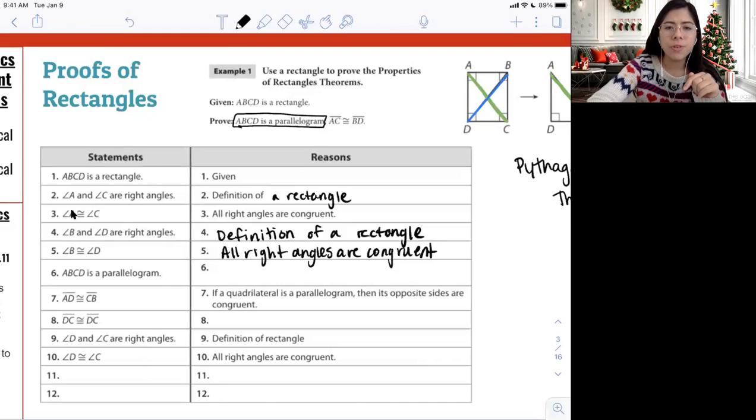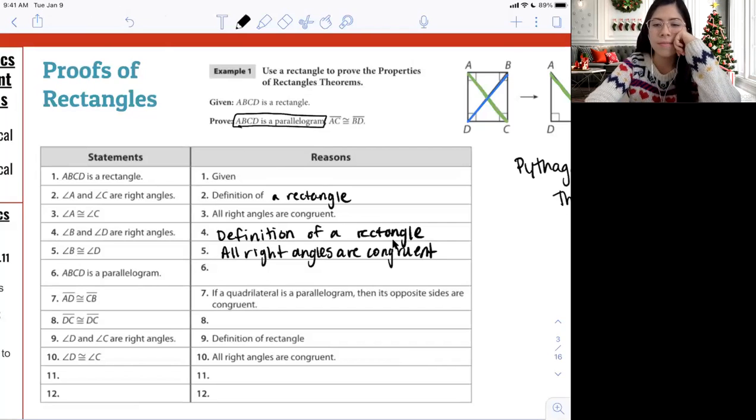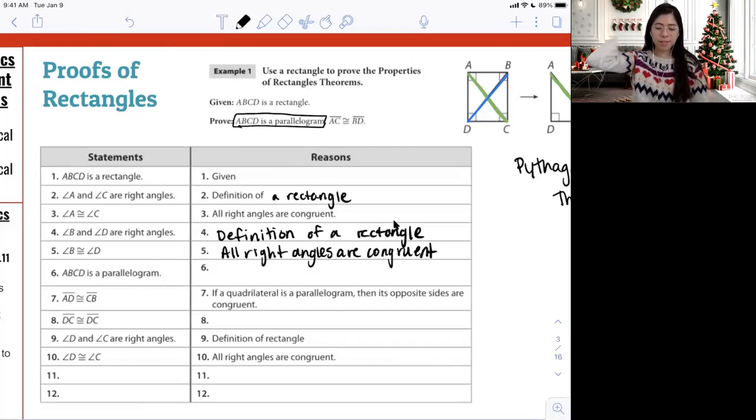Well, what has to be true about a parallelogram and the angles of a parallelogram? That they all have to add up to 360? No, never mind. Parallelograms don't have to be right angles, but there's something else about them. I don't want to give it away quite yet. Keep thinking. Opposite angles are congruent? Yeah, opposite angles are congruent.